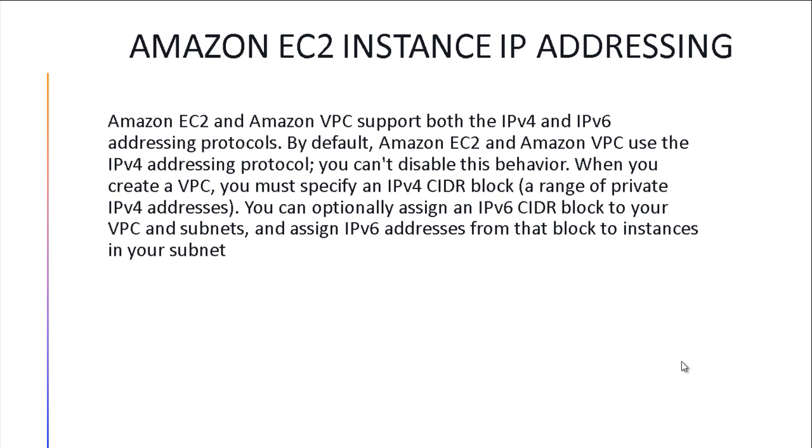Amazon EC2 and Amazon VPC, Virtual Private Cloud, support both IPv4 and IPv6 addressing protocols. By default, Amazon EC2 and Amazon VPC use the IPv4 addressing protocol. You cannot disable this behavior. When you create a VPC, you must specify an IPv4 CIDR block. CIDR block means a range of private IP addresses. You can optionally assign an IPv6 CIDR block to your VPC and subnets, and assign IPv6 addresses from that block to the instances in your subnet.